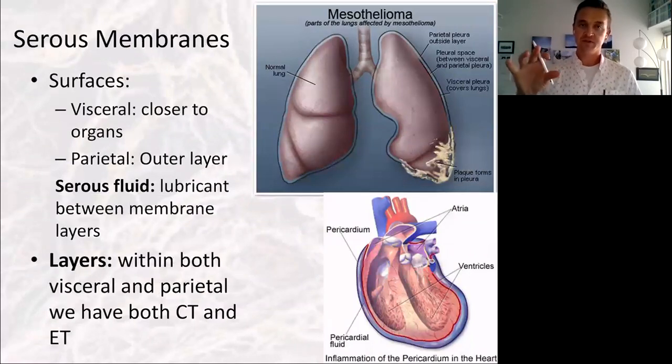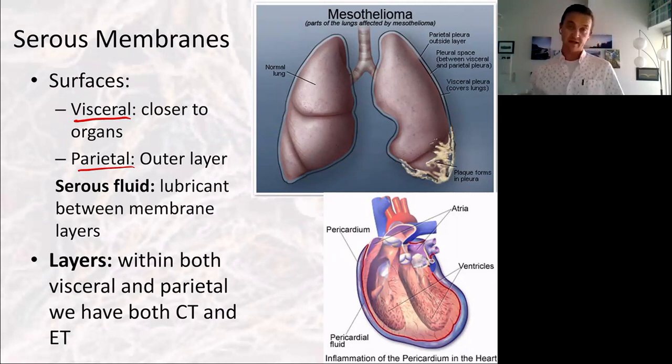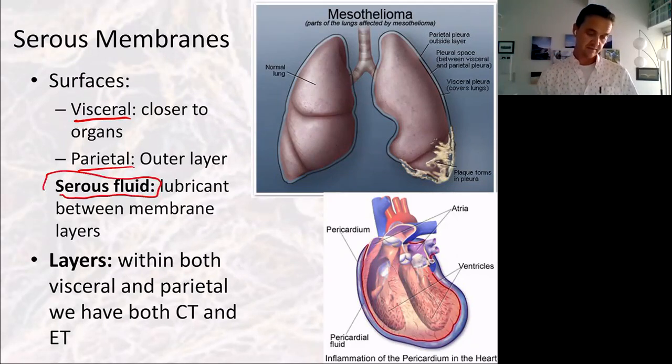Serous membranes have two separate surfaces within them. Two separate layers, really. And so the visceral side is the side that's closer to the organs. And then there's a parietal side that's closer to the outside of it, away from the organ. And so now within the visceral, there's two layers. Within the parietal, there's also two layers. And between the visceral and the parietal layers is a fluid-filled space called the serous fluid.